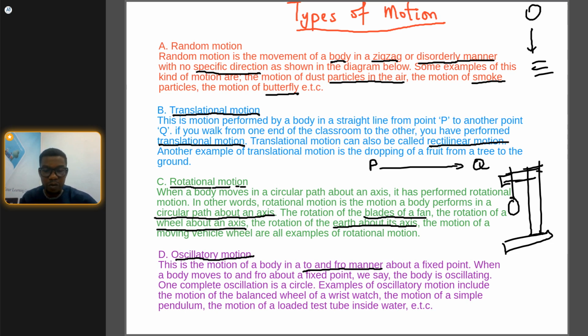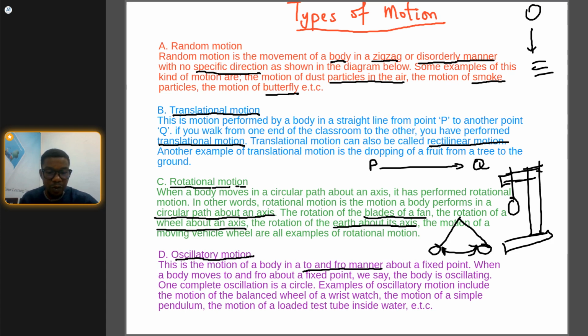When you release it, what you notice is that the pendulum is moving from a point to another point, then returns again to that point and goes back to another point, comes back like that. It moves in to and fro movements. So that movement is called oscillatory motion. The movement of a pendulum moving to and fro is said to be oscillatory motion. Okay, let's write down the definition.